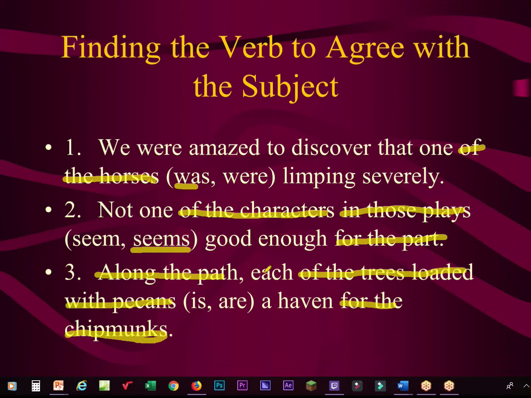And now we've got each, and you'll remember that was one of your indefinite singular pronouns that you have to remember. It is singular, as is one, and as is one here. And so if that's singular, you have to have a singular verb. This is singular, and we need the singular verb, which will end in S.